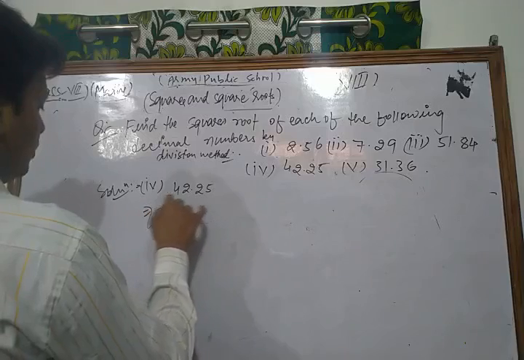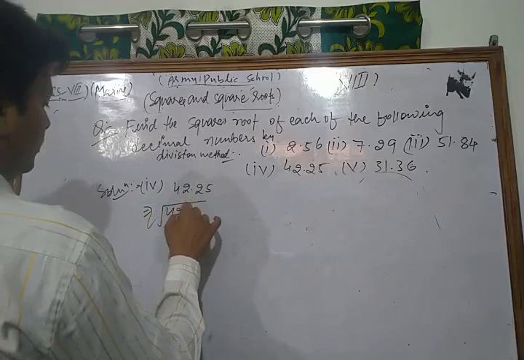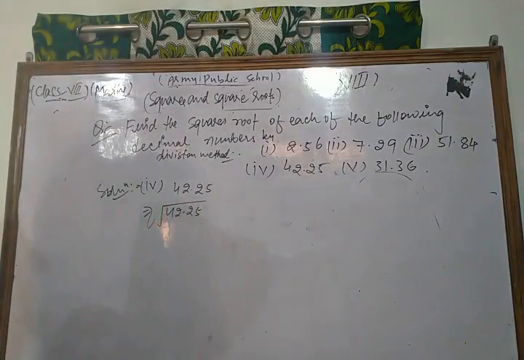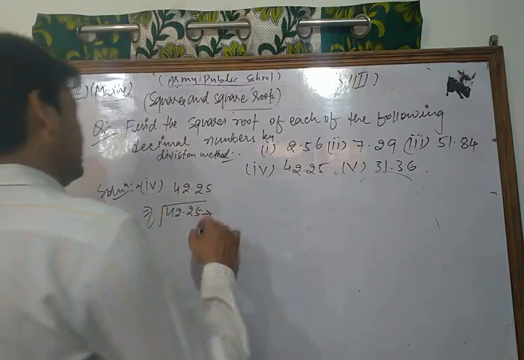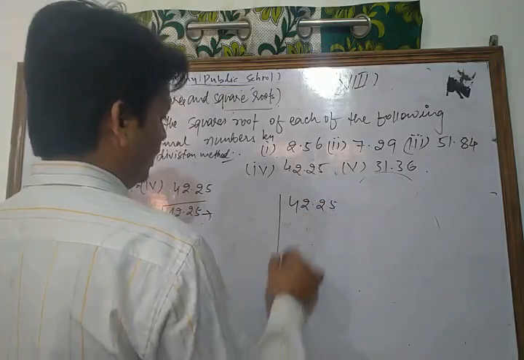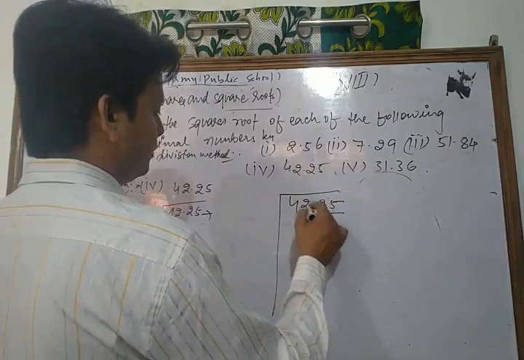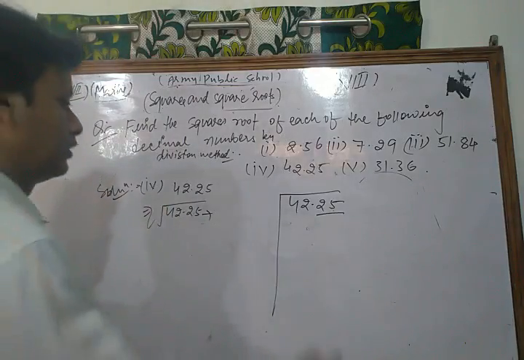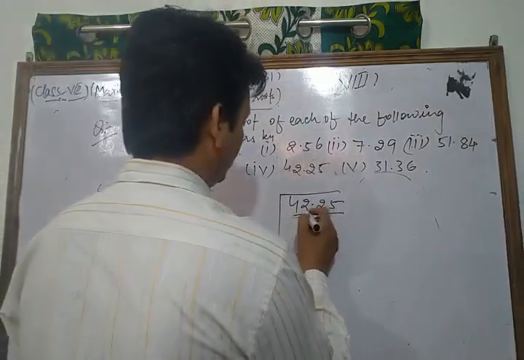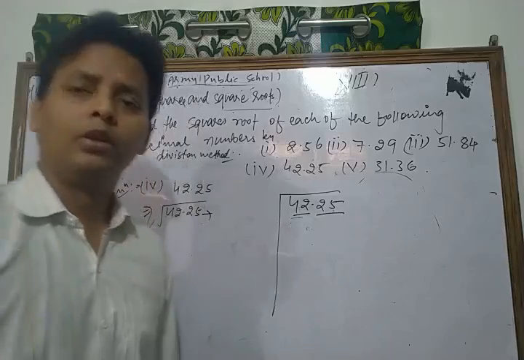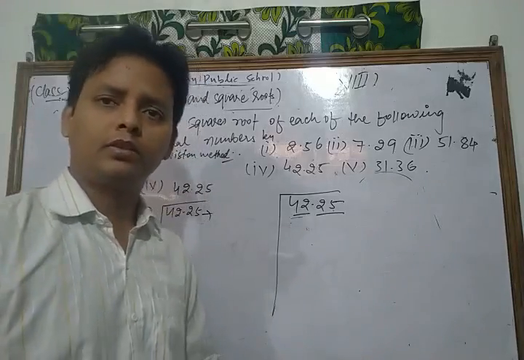42.25. We just find the square root of 42.25. For that, we apply the same method. 42.25, and we form pairs from the right side of the decimal, and this is also a pair. So let's see, how many times do we take? 6 6s are 36, 7 7s are 49. So 49 is greater, so we take only 6 times.